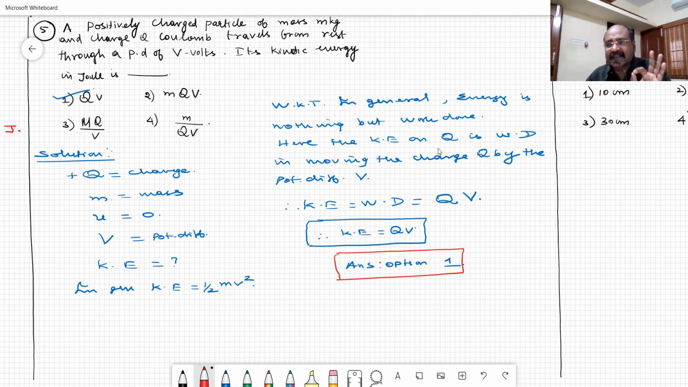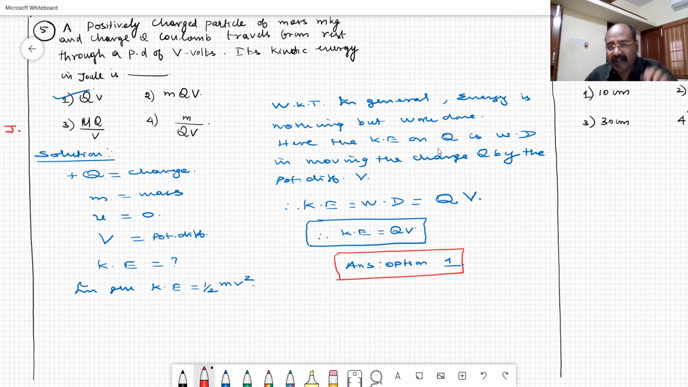In this case, since it started initially at rest and it is moving with the velocity v due to the acceleration, due to the work done by the electrical field, the kinetic energy is equal to Q into capital V. Capital V, we are saying, is the potential difference produced by the electrical field between the 2 points where the charges are being moved. Hope you should have understood.